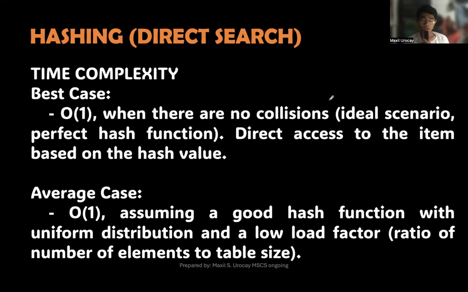So for the time complexity, for the best case, it will be constant when there are no collisions. The ideal scenario, a perfect hash function, will access the item based on the hash value. So immediately you can find where that element is located. That's why it is constant time. The same with the average case, assuming a good hash function with uniform distribution and low load factor, the ratio of number of elements to table size. If your table size is not that long, definitely that is constant time.